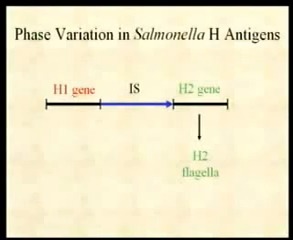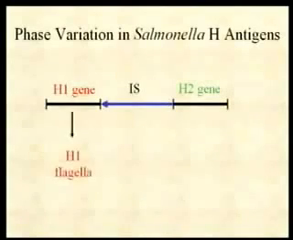And those would be protective antibodies. So what happens? This insertion sequence has the ability to jump around and move around. And so it changes its orientation and is oriented in this way, so that now the promoter drives the expression of the H1 gene.